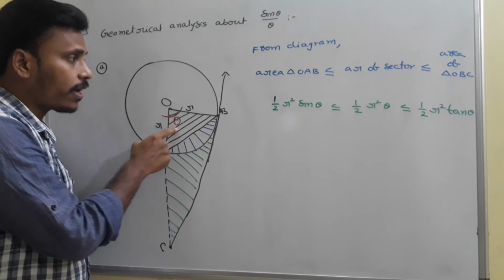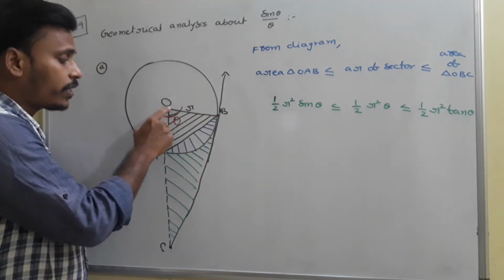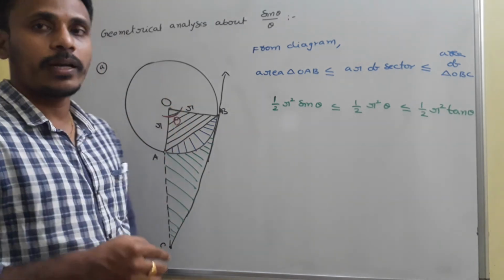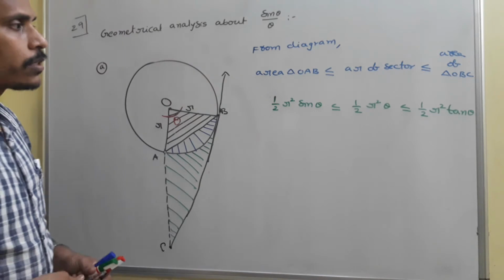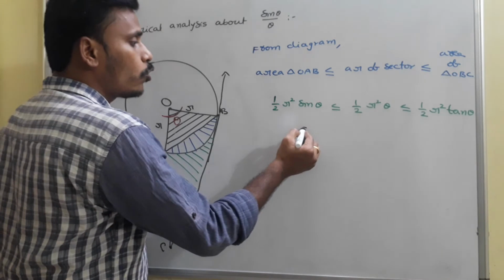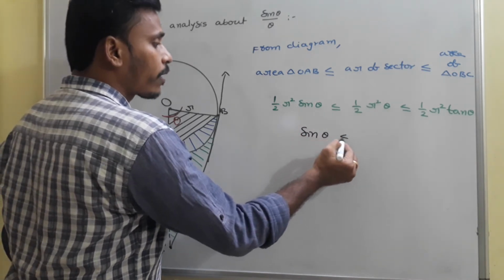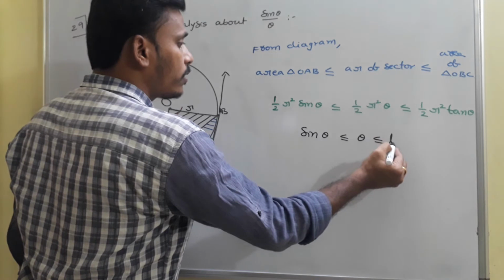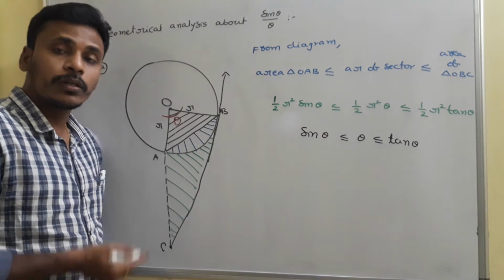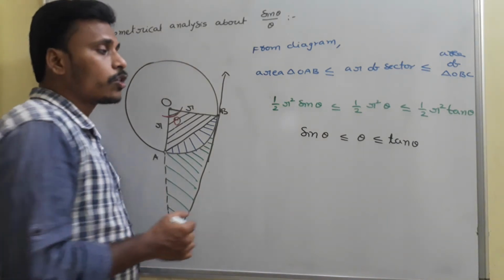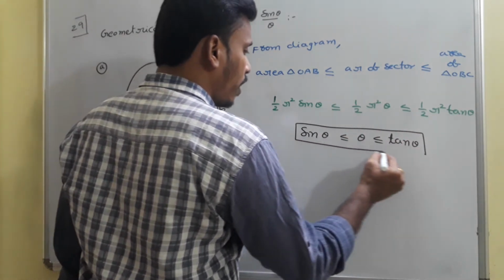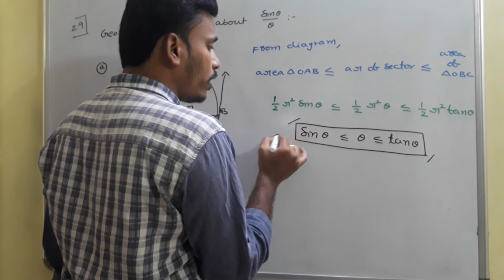As we discussed, this area is half r square sin theta, the sector area is half r square theta, and the total triangle area is half r square tan theta. So easily we will cancel out that half r square because it is positive and a common quantity. So you will write it like this: sin theta is less than or equal to theta, which is less than or equal to tan theta. Sin theta less than or equal to theta less than or equal to tan theta is always correct and it is useful in many situations.